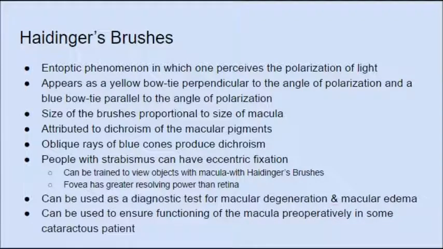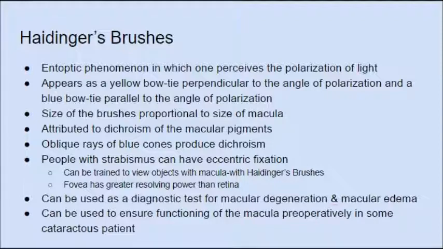Haidinger's brushes are an entoptic phenomenon where an individual will perceive the polarization of light. It appears as a yellow bow tie that's either perpendicular to the angle of polarization, or it appears as a blue bow tie that is parallel to the angle of polarization. The size of the Haidinger's brushes are proportional to the size of the macula and attributed to dichroism of the macular pigments. The oblique rays of blue cones are what produce this dichroism.